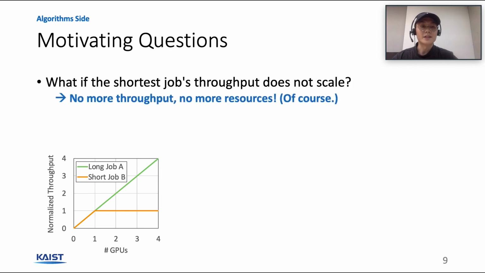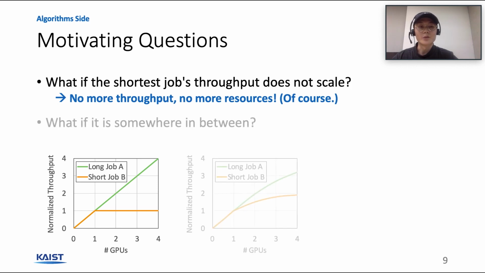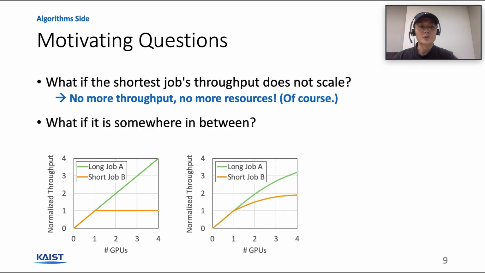This is an obvious case. You should give more GPUs to job A even if job B is shorter. Then it'll decrease the JCT of job A and thus reduce average JCT. More generally, what if the scalability of the short job is somewhere between non-scaling and linear scaling, like the figure on the right side? Furthermore, what if the long job also does not scale linearly? This is a non-trivial problem, and this is the key problem we tackle in this work.